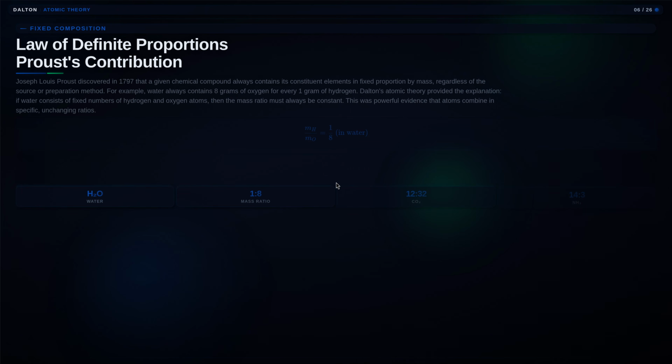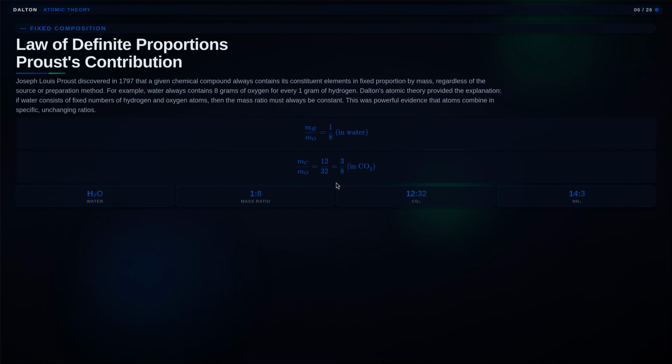Joseph Louis Proust discovered in 1797 that a given chemical compound always contains its constituent elements in fixed proportion by mass, regardless of the source or preparation method. For example, water always contains 8 grams of oxygen for every 1 gram of hydrogen. Dalton's atomic theory provided the explanation. If water consists of fixed numbers of hydrogen and oxygen atoms, then the mass ratio must always be constant. This was powerful evidence that atoms combine in specific, unchanging ratios.